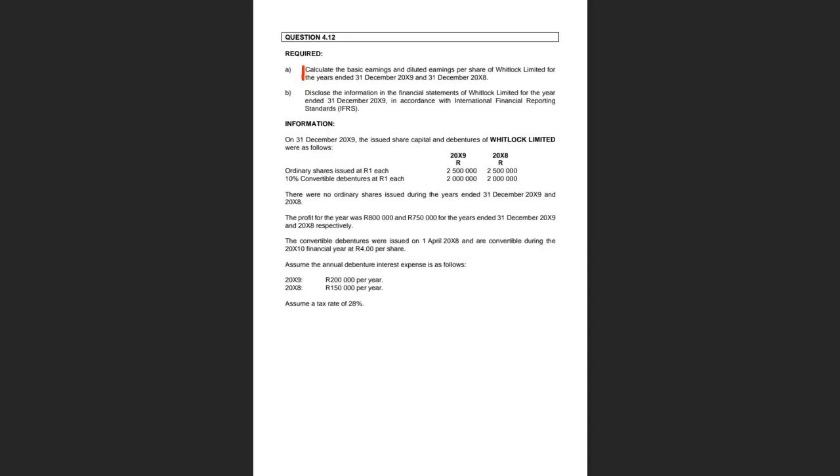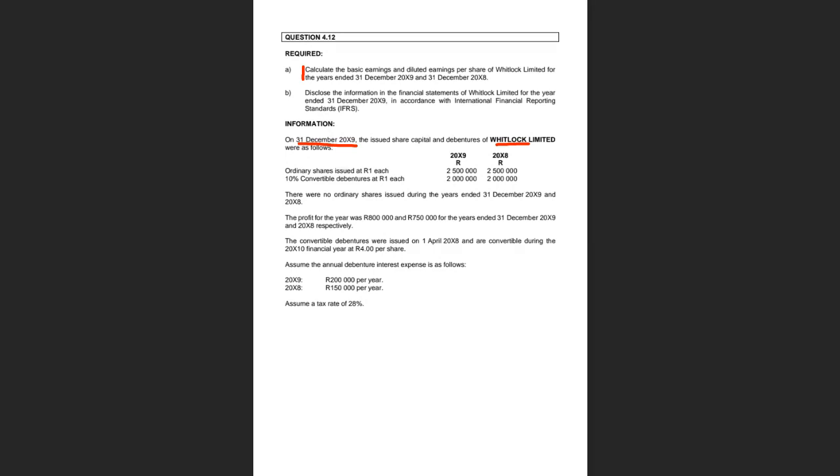Okay, so let's read the question. So it says, on the 31st of December 2019, I'm reading under information, right? So we know that we need to calculate the basic earnings per share and the diluted earnings per share for the year ended 2019 or 20x9. So I'm going to be reading from the information part. So it says, on 31st December 20x9, the issued share capital and debentures of Wetlock Limited were as follows.